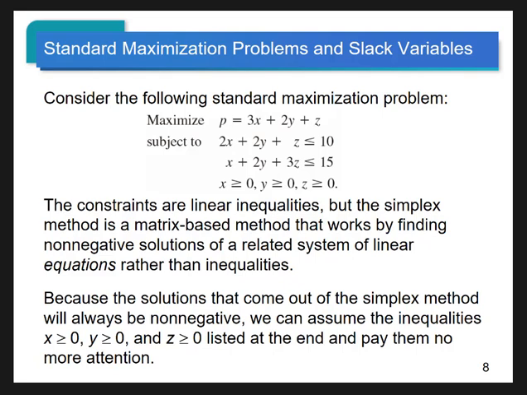So what we're going to do then, let's say we have this problem here where this is our objective function that we want to maximize, and these are the constraints. Again, we're going to ignore x greater than 0, y greater than 0, z greater than 0. Those have to be true. We're assuming those to be true.